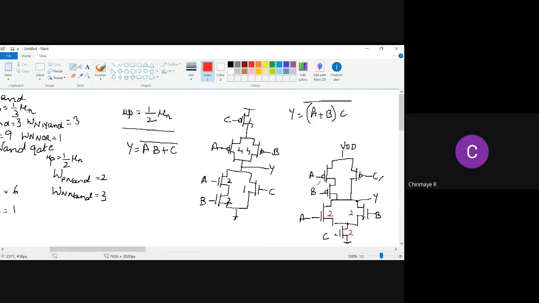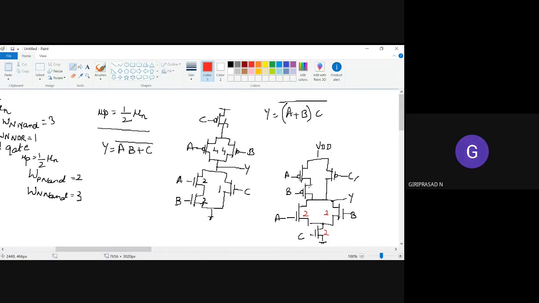This branch looks similar to a 2-input NOR gate, two PMOS transistors in series. And 4. Correct. So it should be 4 and 4, because a width of 2 gives a resistance R, a width of 4 gives a resistance R by 2. So width of 4 gives a resistance of R by 2 for A and R by 2 for B. So when this path is conducting, the effective resistance is R.